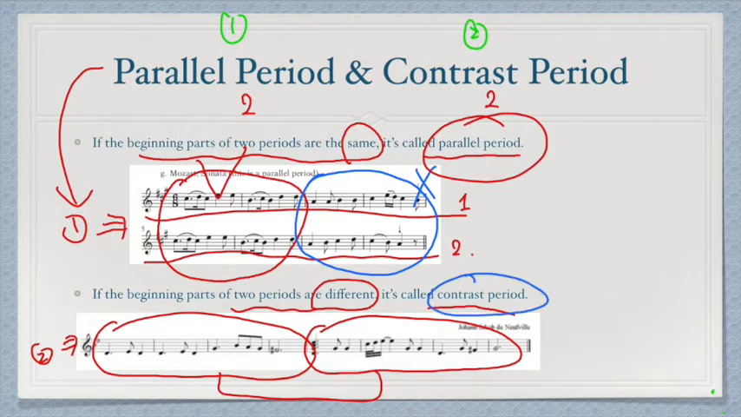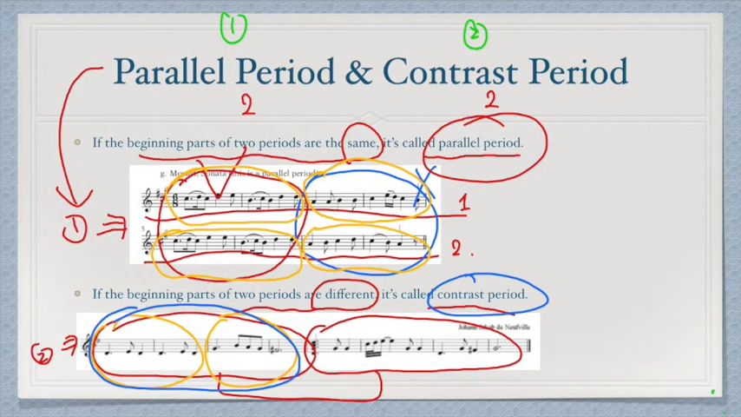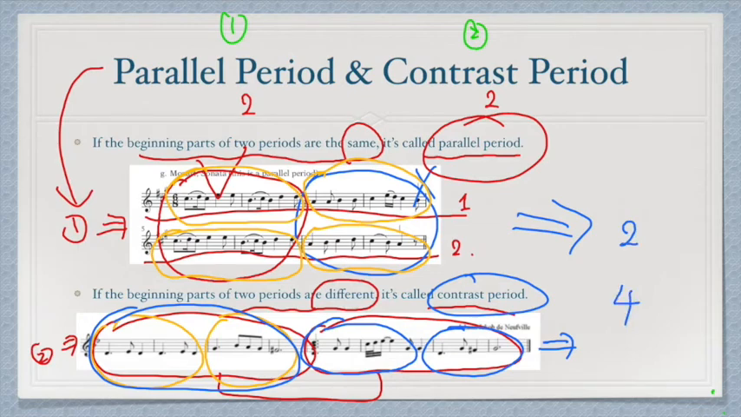Of course, if you also want to point out the phrases in those periods, this is the first phrase of period 1, this is the second phrase of period 1, and this is a phrase of period 2. This is another phrase in period 2. And also in this piece, this is one phrase, this is another phrase. So those two phrases combine to make the first period. And in period 2, this is one phrase and this is another phrase. So both of those two pieces contain 2 periods, or we can say 4 phrases.